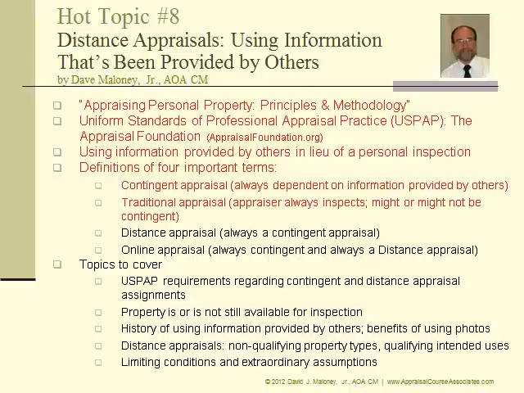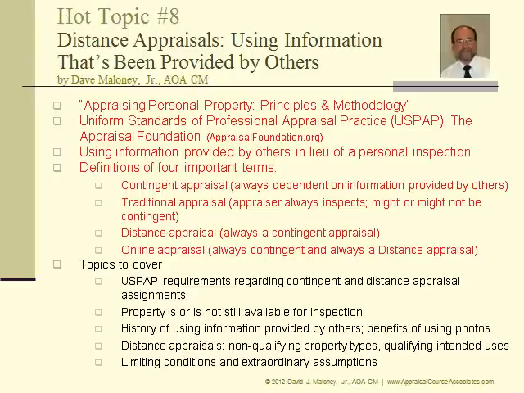A distance appraisal is one in which the appraiser does not personally inspect the subject property. By definition, then, a distance appraisal is a contingent appraisal, since the validity of the assignment results will be contingent on the accuracy of information provided to the appraiser by others. An online appraisal is a special type of distance appraisal in which, again, the appraiser does not personally inspect the property, but with online appraisals, information is provided to the appraiser via the Internet, and subsequently the appraiser delivers the assignment report results to the client via the Internet.